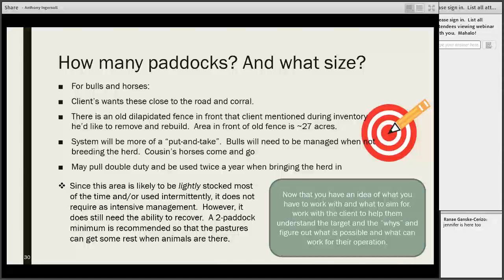And recognizing that we don't encourage set stock grazing, even with just a few animals. And then whether you're going to plan that area for prescribed grazing depends on where you finally end up in the end. And so now that you have an idea of what you have to work with and what you're aiming for, we can work with the client to help them understand the targets and why we have this 4 to 7 paddocks that we might shoot for, what's the relevancy of the recovery period and whatnot, and then figure out what he feels and thinks about it and what's possible and what can work for his operation.